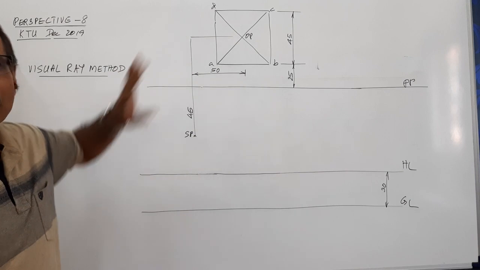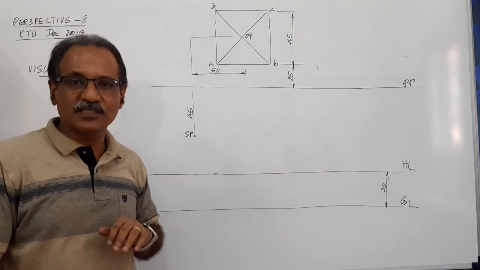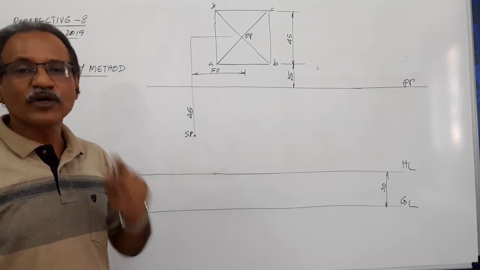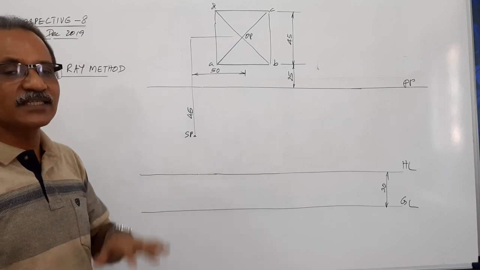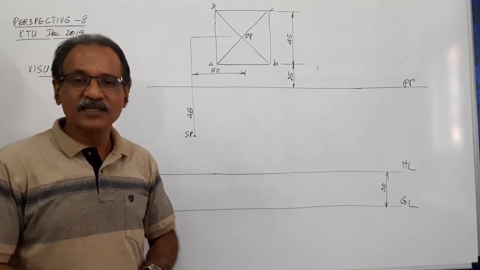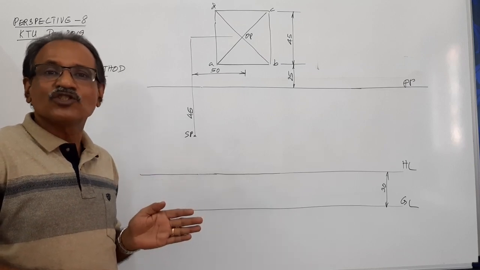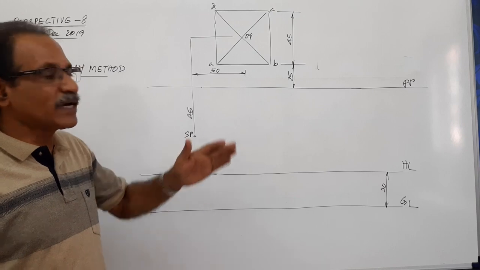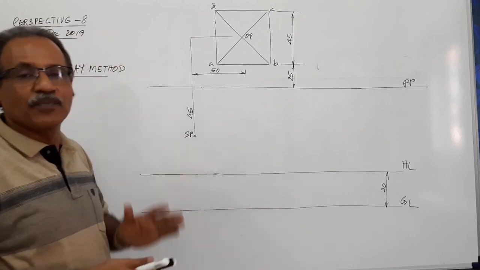A square pyramid, 45 mm side of base, 60 mm axis, rests on the ground on its base. The nearest horizontal edge, the nearest base edge, is not on PP but 25 mm behind PP.